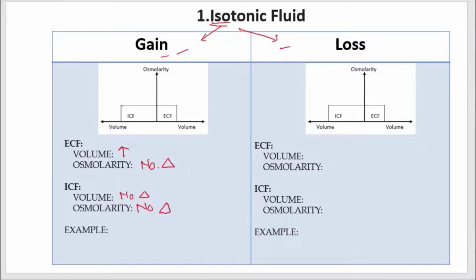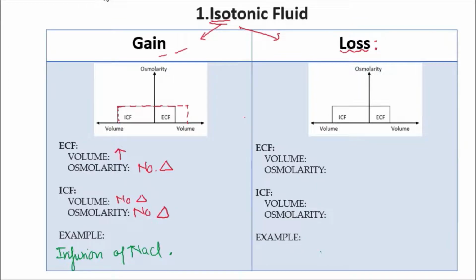For this gain of isotonic fluid, an example is the isotonic infusion of NaCl, and here the diagram will be like that. The osmolarity remains the same, so the diagram is the same, but the volume of the ECF is going to increase, and it will be like that.